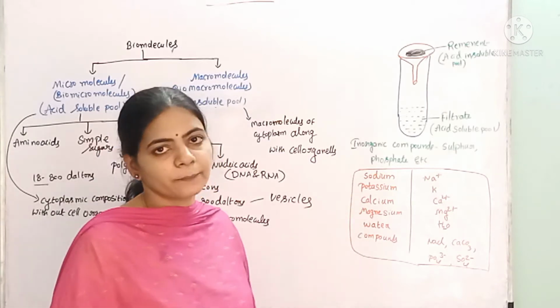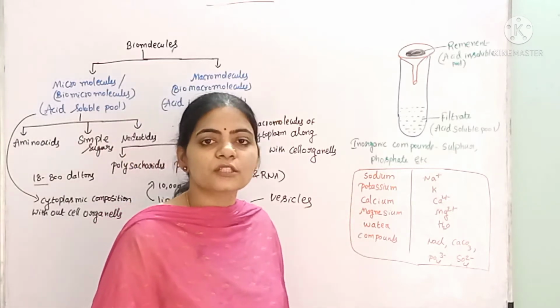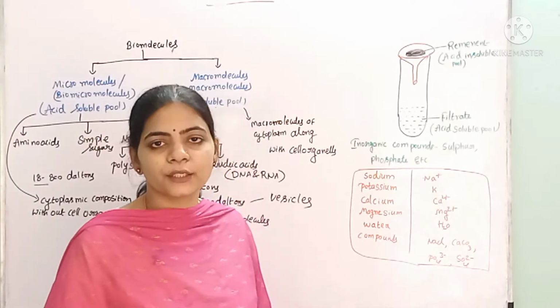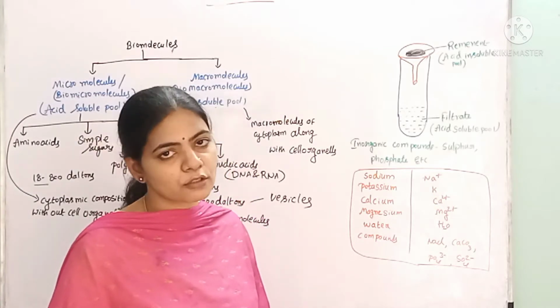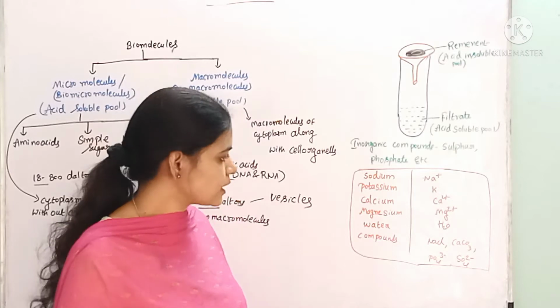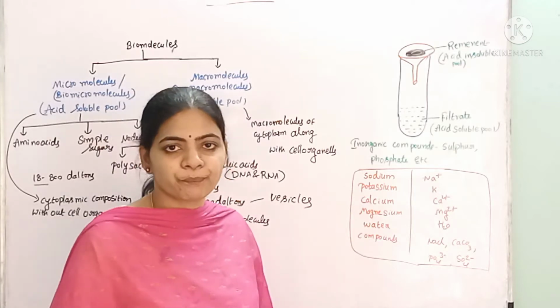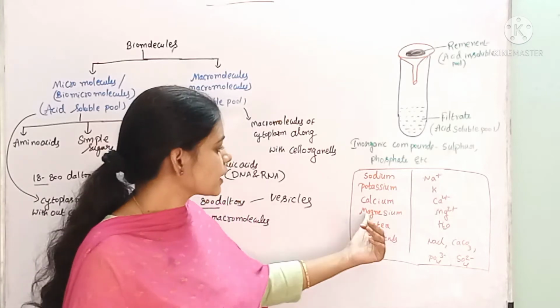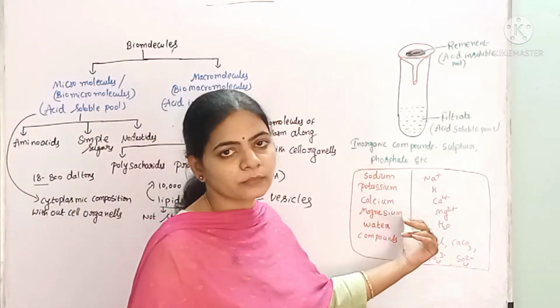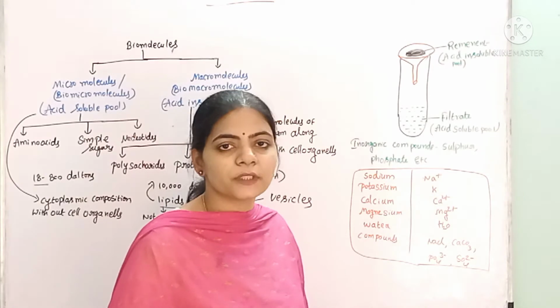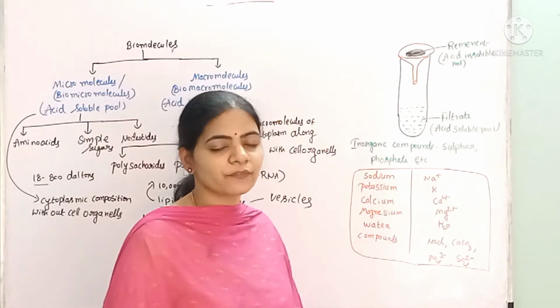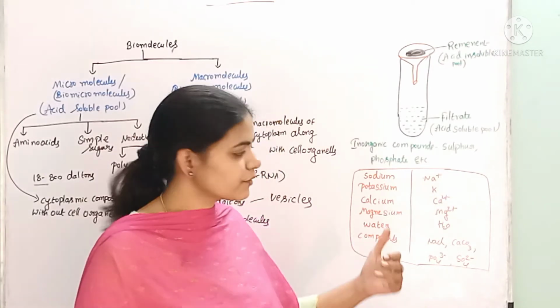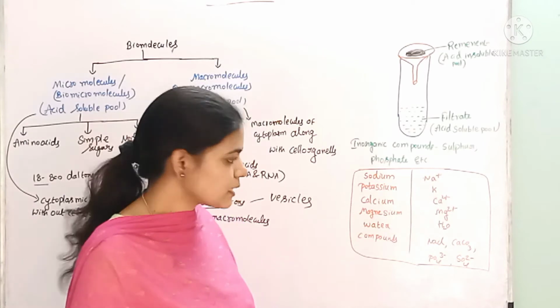If we see sodium, what is its function? Sodium is helpful in osmoregulation and also for the generation of the action potential. It is important. And potassium, what is its function? It is for the opening of the stomata. And calcium is for the generation of nerve impulses and also for muscle contraction. This calcium is necessary.